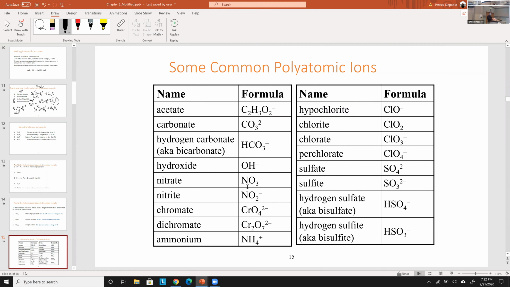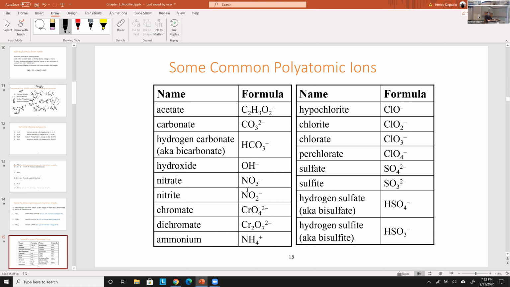Nitrate, nitrite, that's another duo. Sulfate, sulfite. Hydrogen sulfate, hydrogen sulfite, that's another duo. A weird one, chromate and dichromate, because it doesn't really follow the rule. CrO4 2-, and then Cr2O7 2-.